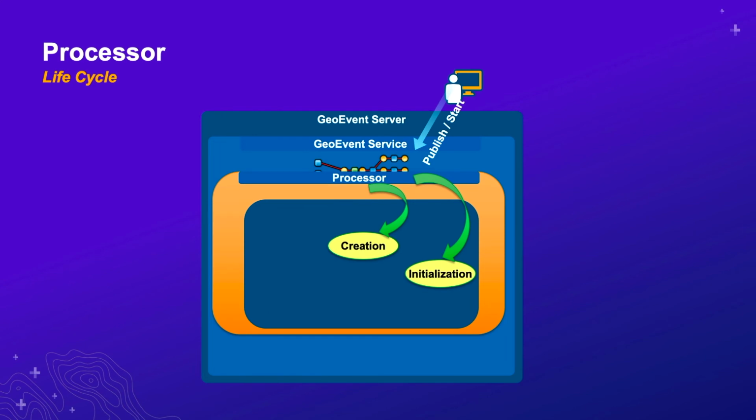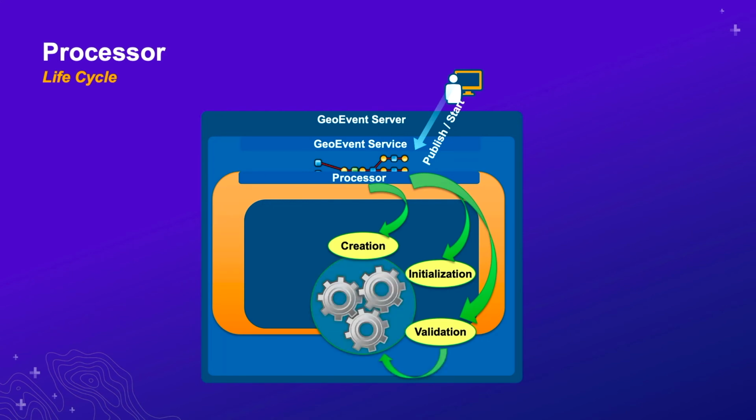Once the state of our processor has been initialized, we can validate it, where we can check those user-defined properties for their accuracy. At this point, the processor has been successfully created, initialized, and validated, and we are ready to start consuming GeoEvent objects and performing analytics on those objects.